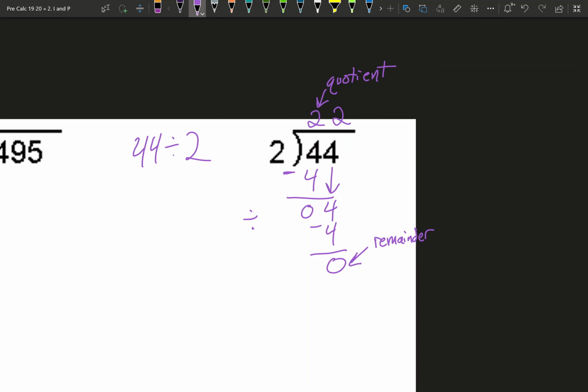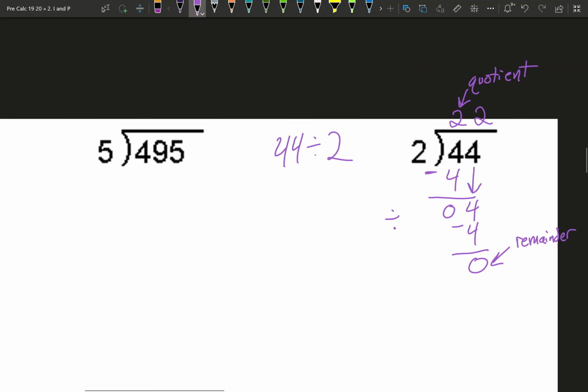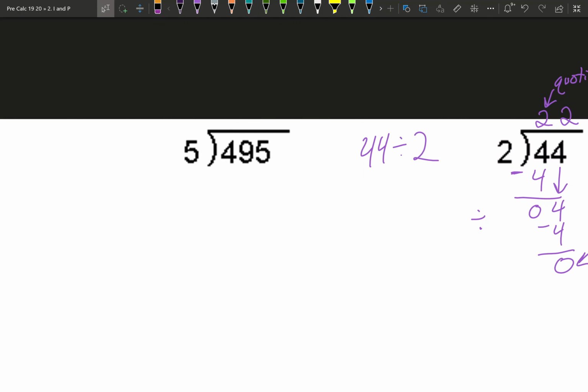Let's look at one where it's going to follow some slightly different paths. So here we're dividing 495 by 5. We try 4 divided by 5, and our quotient is going to be 0. If we start out with a 0, we don't need to write that. But then, instead of looking at 4 and dividing it by 5 and writing the quotient, we look at 49 divided by 5 and find the quotient.